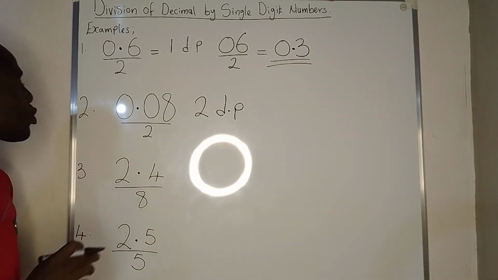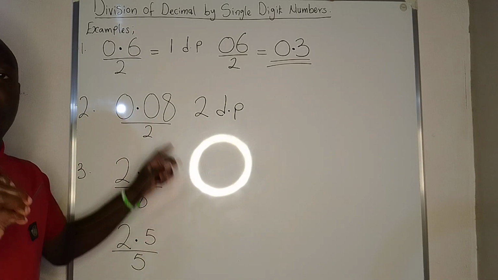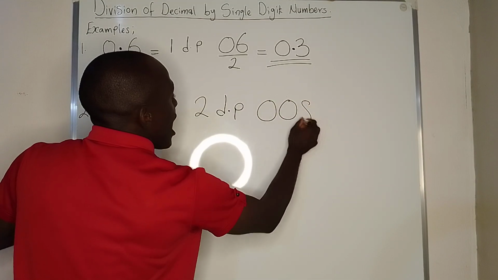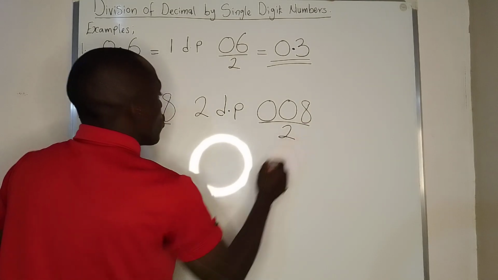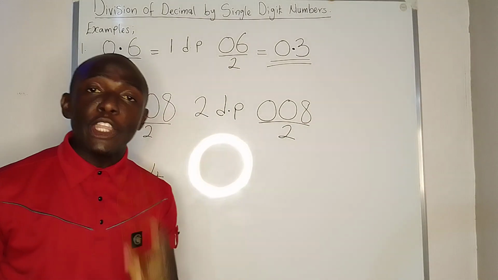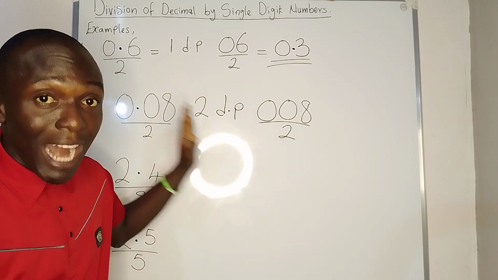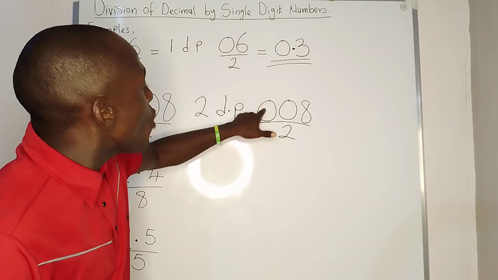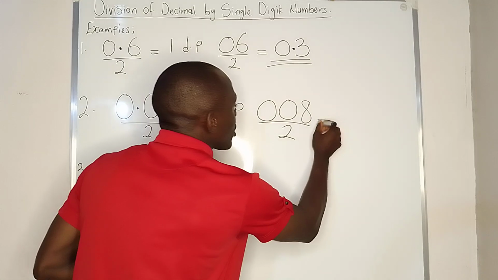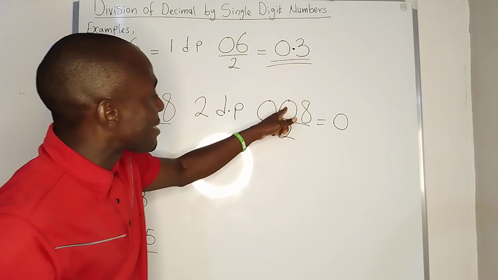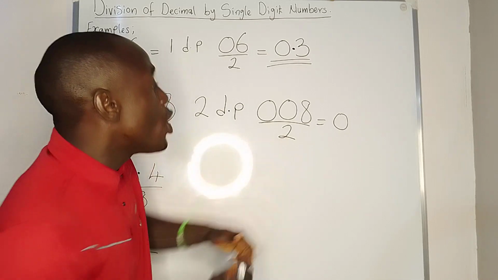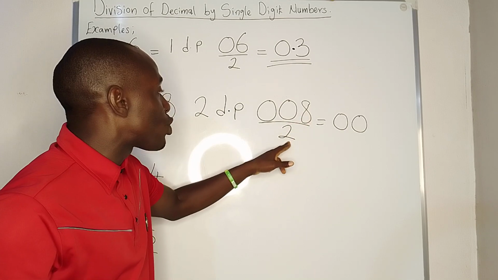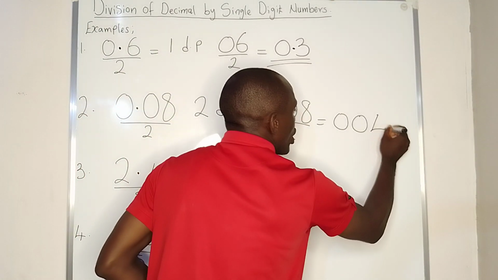So the next thing is to remove the decimal point from the number. So therefore we have 008 divided by 2. Like I told you before, you pick the numbers one after the other, starting from the left hand side. The number on my left hand side is 0. 0 divided by 2 will give us 0. The next number is the next 0. 0 divided by the same 2 will give us 0. The next number is 8. 8 divided by 2 will give us 4.